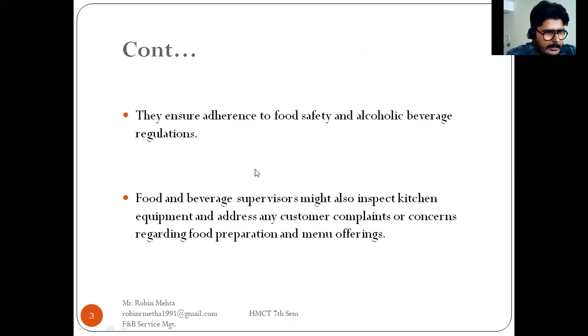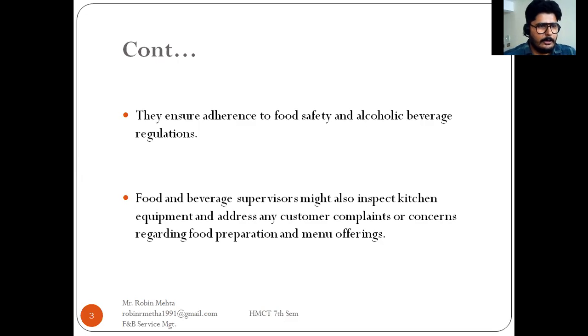They ensure adherence to food safety and alcoholic beverage regulations. This slide is a continuation of the previous one. It ensures adherence to safety, like what food precautions and food safety we have to keep in mind. They also tell us what type of food we can use and what type we can't use in our restaurant. For alcoholic beverages or any special food we want to serve, we need certificates or a license.